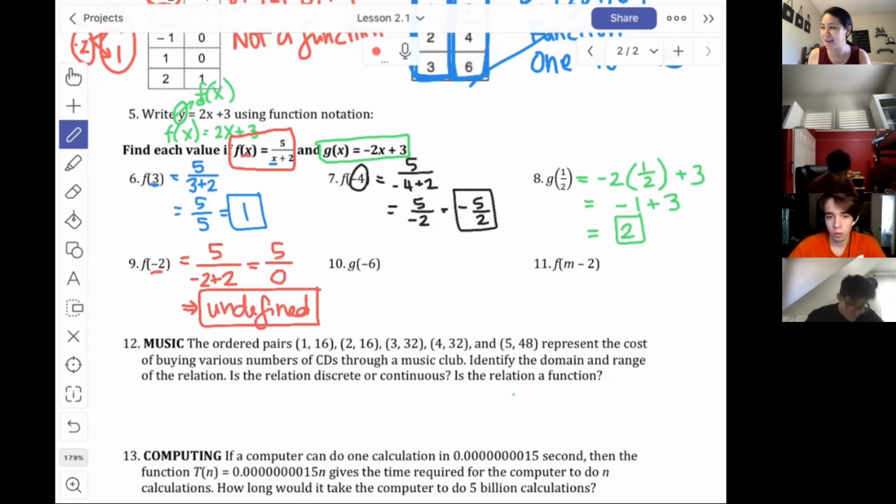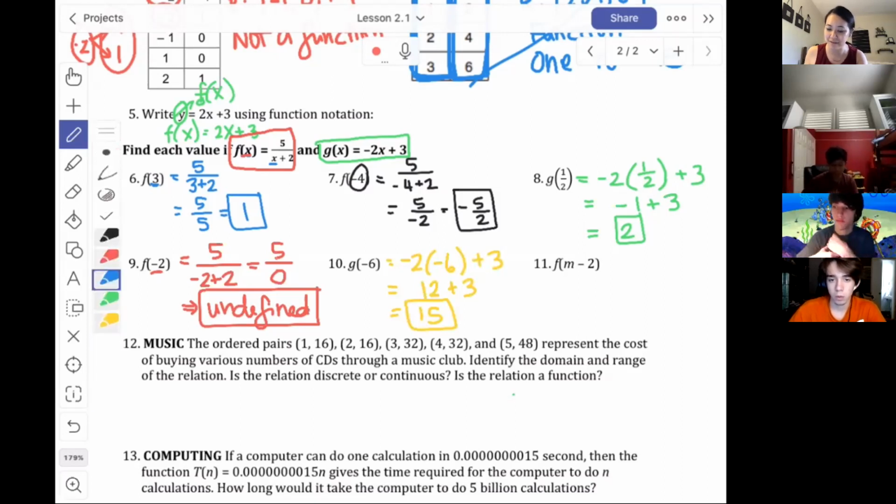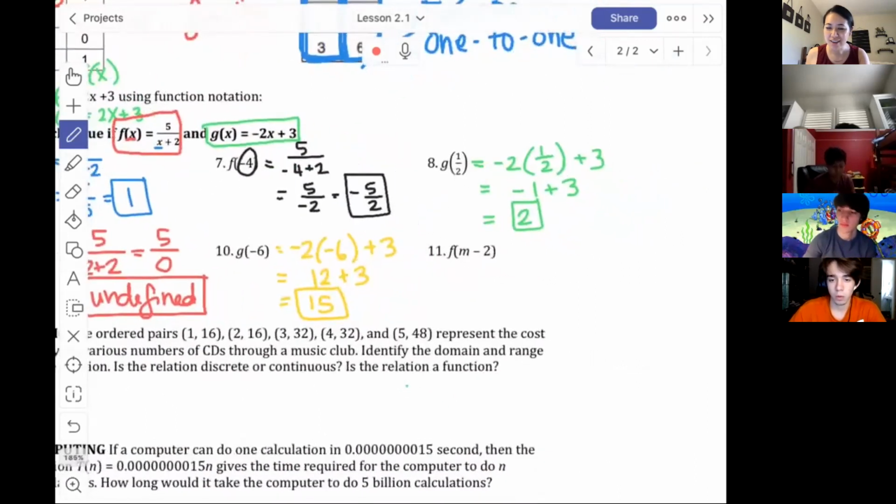Number 10, Michael Y. Help me out with this one. Okay, so you're going to do negative 2 times negative 6 plus 3. Nice. Keep going. So you get 12 plus 3, and the answer is 15. Perfect. Good job, Michael. Okay, this one is the true test if you understand. Number 11. Try it out yourself and then look up once you're done. See if you really got it. So this is the true test.